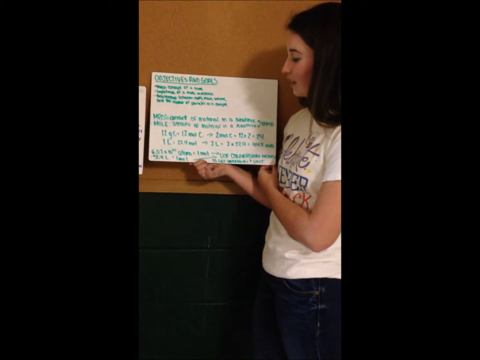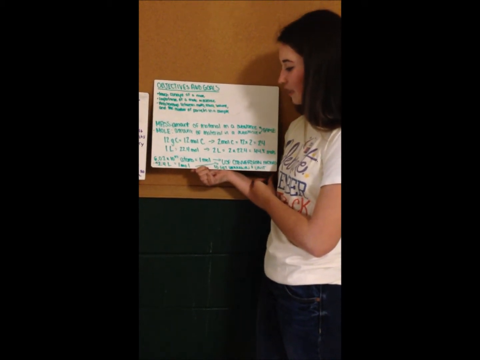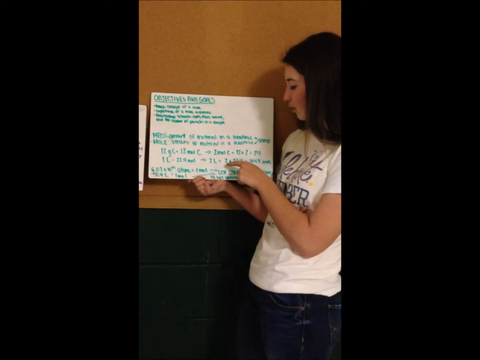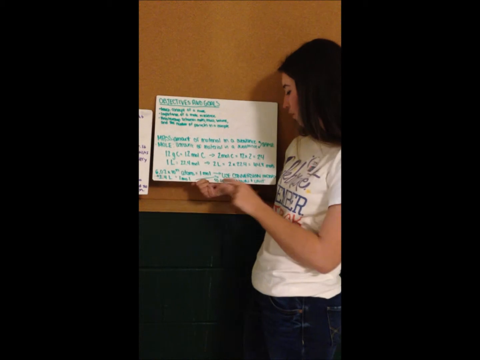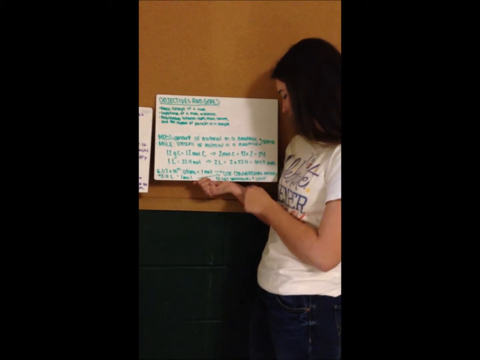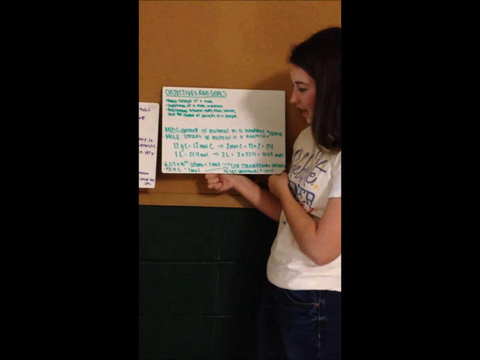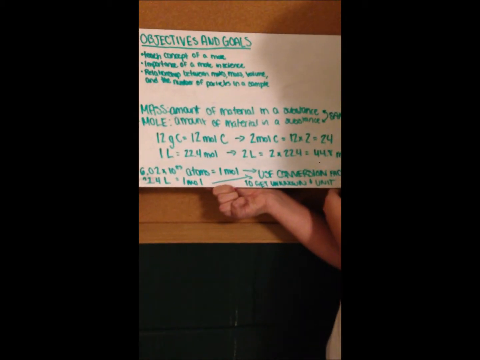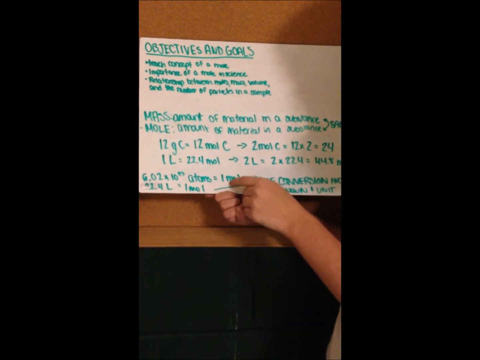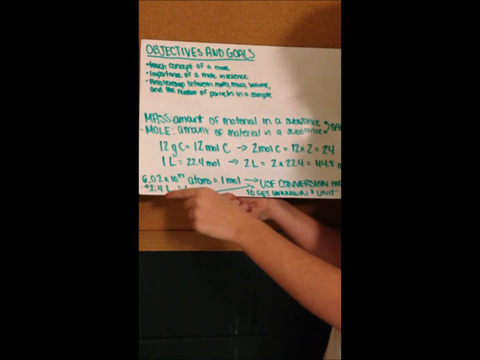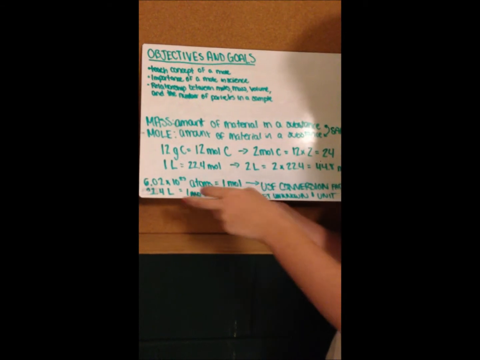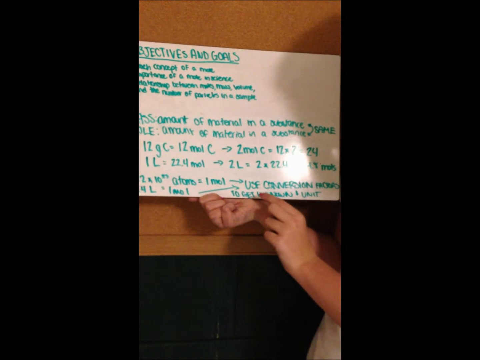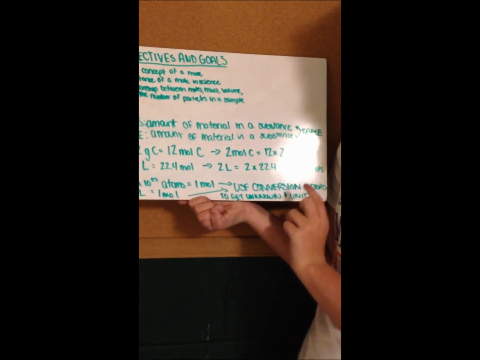If you had 1 liter, that would equal about 22.4 moles. So if you had 2 liters, again, it would be 2 times 22.4 moles to equal 44.8 moles. And the conversion factors are 6.02 times 10 to the 23rd atoms equals 1 mole, and 22.4 liters equals 1 mole. So since those both equal 1 mole, you can use conversion factors to get unknown units.